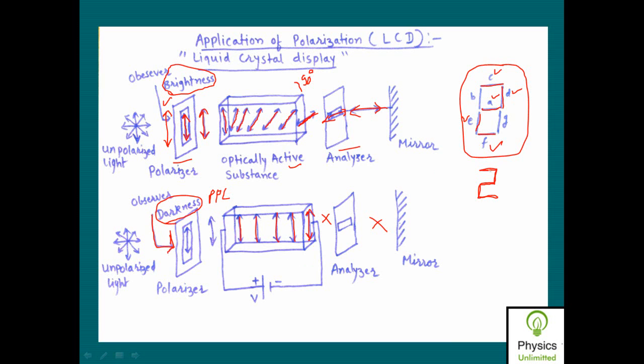So that is why here the digit 2 is displayed on your screen, while for the segments B and G, no voltage has to be applied, so they will rotate the incident vibration, and here the observer will observe brightness. Is it clear? Yes, sir.